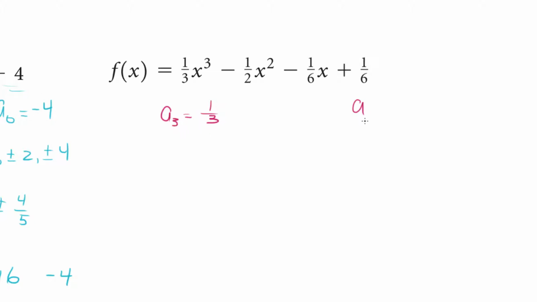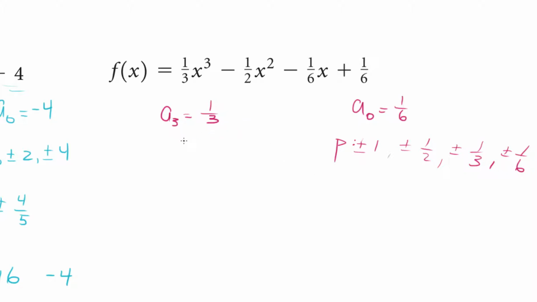A sub 3 equals 1/3, and a sub 0 equals 1/6. Okay. So p is all the factors of 1/6. So plus or minus 1, plus or minus 1/2, plus or minus 1/3, and plus or minus 1/6.